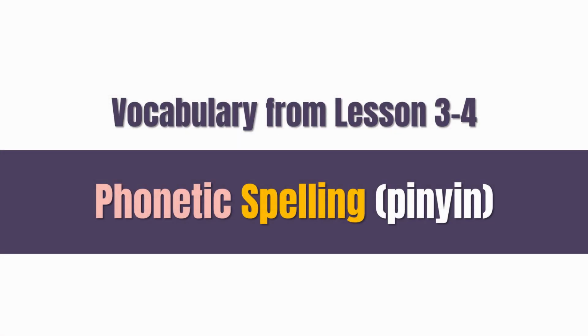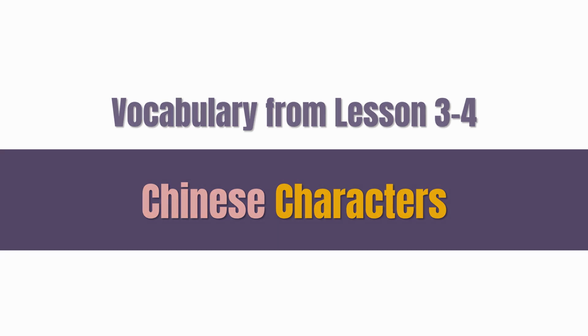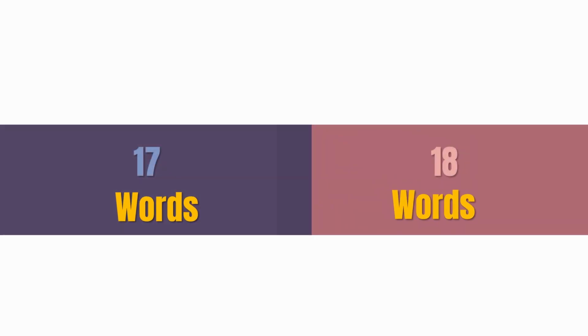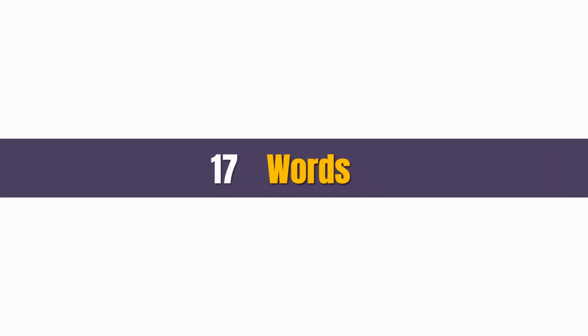As usual, you will learn the vocabulary from Lesson 3 and 4 again. But instead of pinyin, you will learn the Chinese characters this time. Since there are altogether 35 words you learned there, I broke them down into 2 parts. Today, you will learn the first 17 words together with their characters.